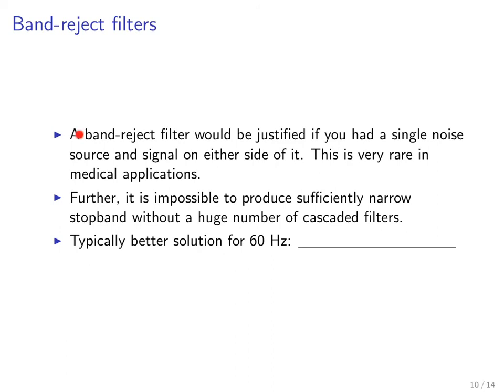So overall, a band reject filter would be justified if you had a single noise source and signal on either side of it, but not at the same frequency. This is going to be really rare in medical applications, really in any application. Furthermore, it's impossible to produce a sufficiently narrow stop band without a huge number of cascaded filters. That is, you can't make the notch very tight without a very sophisticated circuit with lots and lots of components. So really, typically the better solution to get rid of 60 Hz noise, which is the main single frequency noise that we're going to have, is to use differential amplification, which will be the topic of the next lecture.